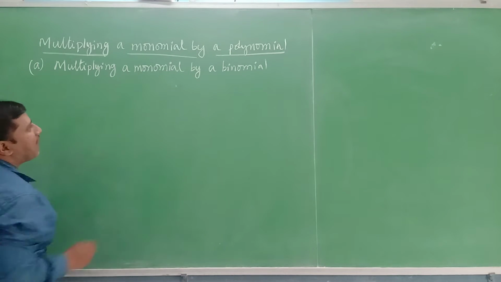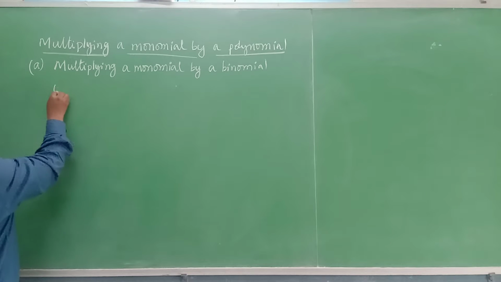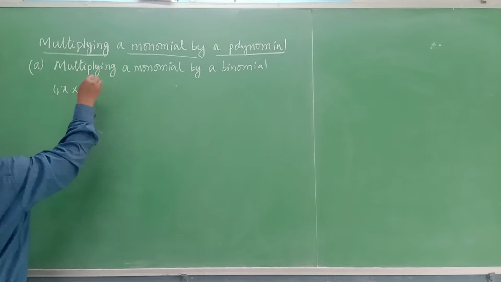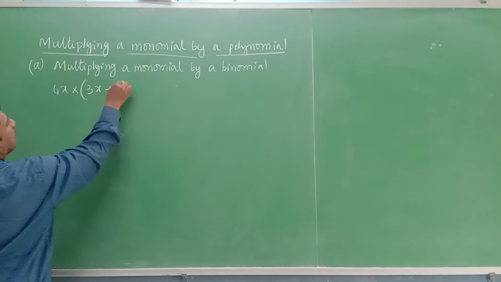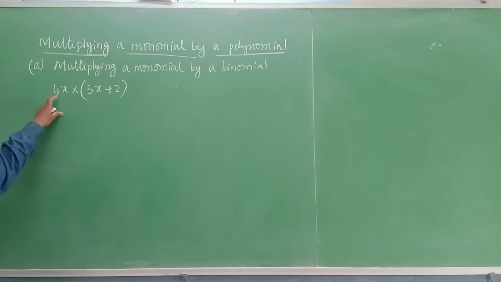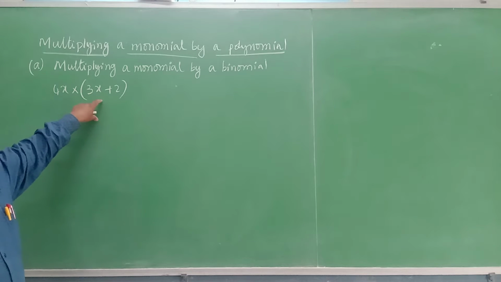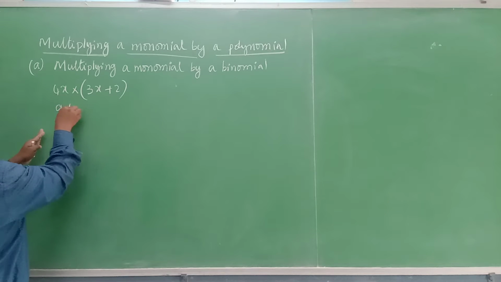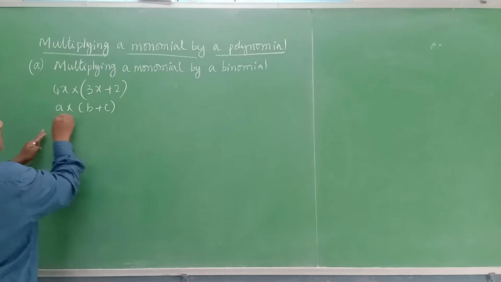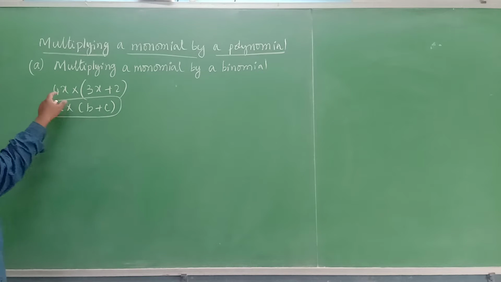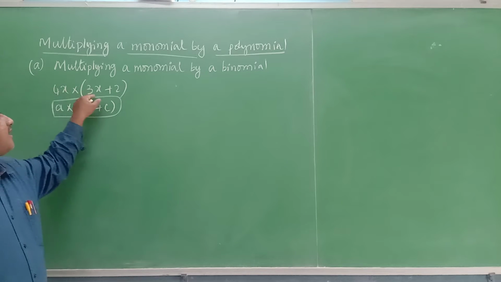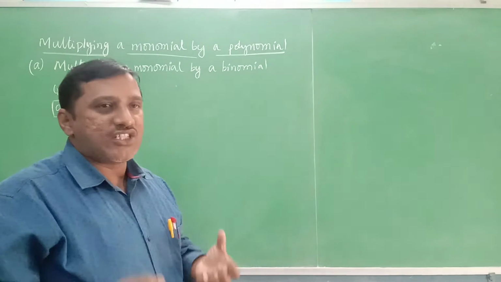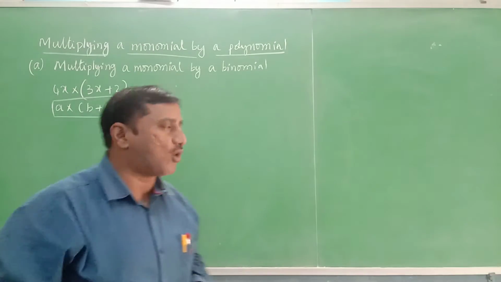Multiplying a monomial by a binomial. For example, let 4x is a monomial and it is multiplied with a binomial 3x plus 2. Multiplication of a monomial by a binomial. If you observe this, it is in the form of a into (b plus c) if you consider them as numbers. 4x is one number, 3x plus 2 are two numbers. When we use these properties of rational numbers, whole numbers, integers, natural numbers.